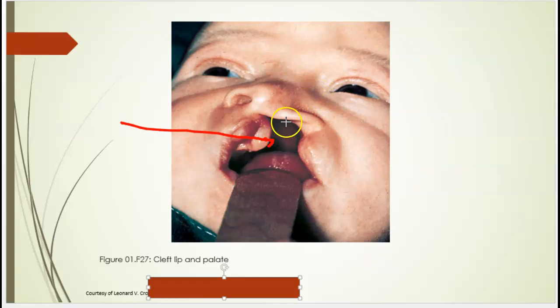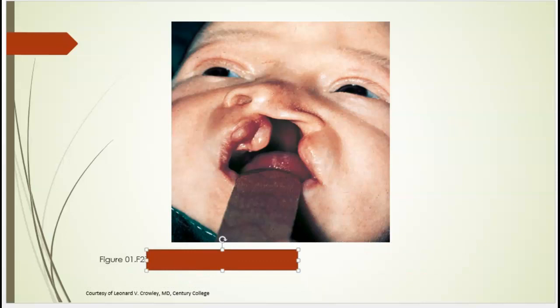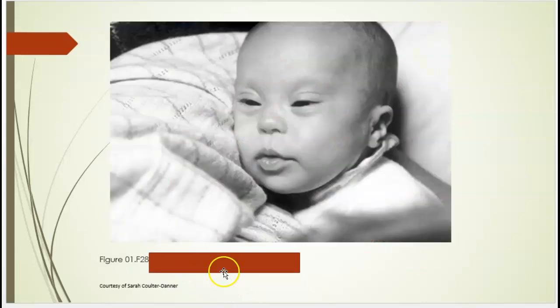But it doesn't have to. Some it's just the lip, some it starts to go into the hard palate, some it goes all the way back to the soft palate. And they do such great things, right, with the surgeries now. Thank goodness. Okay. And you know this one as well.